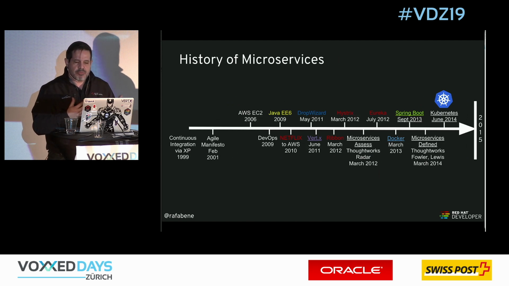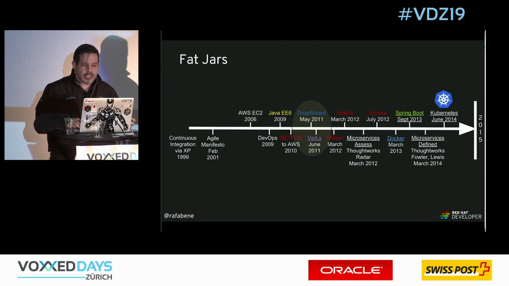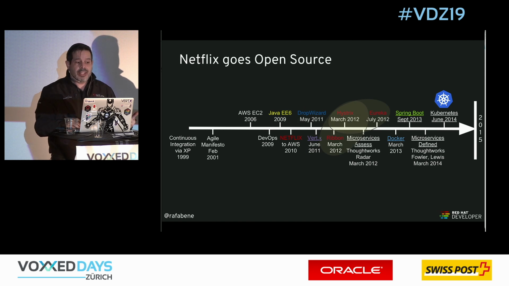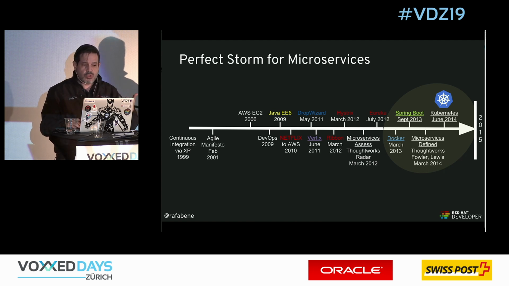So let's recap the history of microservices. Most of us saw that in 2006, the cloud was born. Then there was the era of the fat jars. It's good that I'm here with a lot of Java developers, so we know what fat jars are. We know what we are talking about when we mention Dropwizard and Vert.x from 2011. Then Netflix went open source in 2012. And finally, in 2013, 2014, with Spring Boot, containers, Docker, Kubernetes, and microservices having been defined by ThoughtWorks, we had the perfect storm to produce microservices.